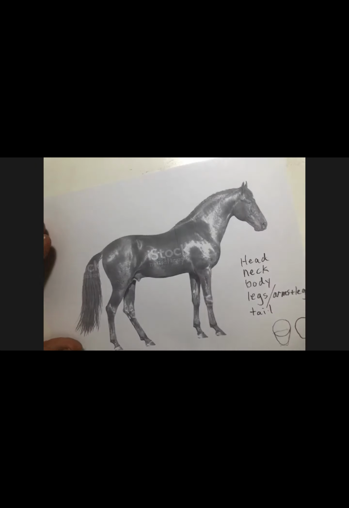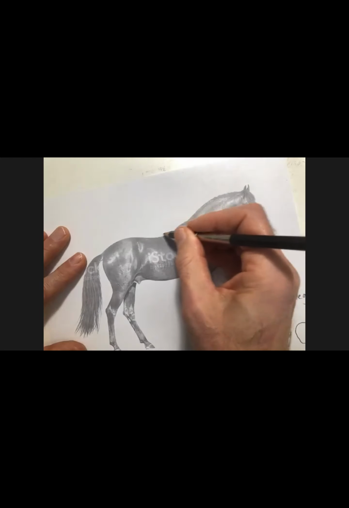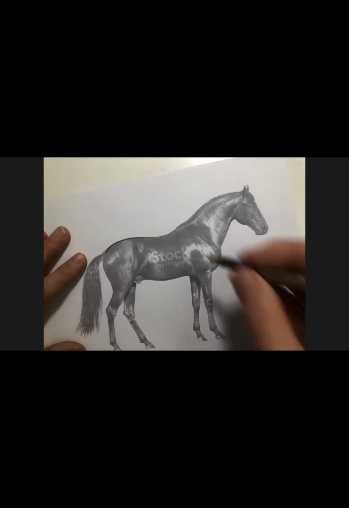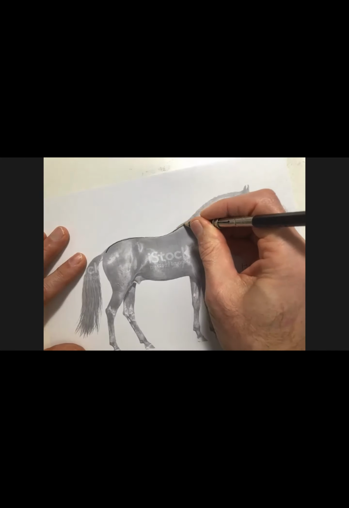We'll start with the body first. And this is pretty common. I don't know, is my line showing up? Hopefully. I'll try and press nice and hard.